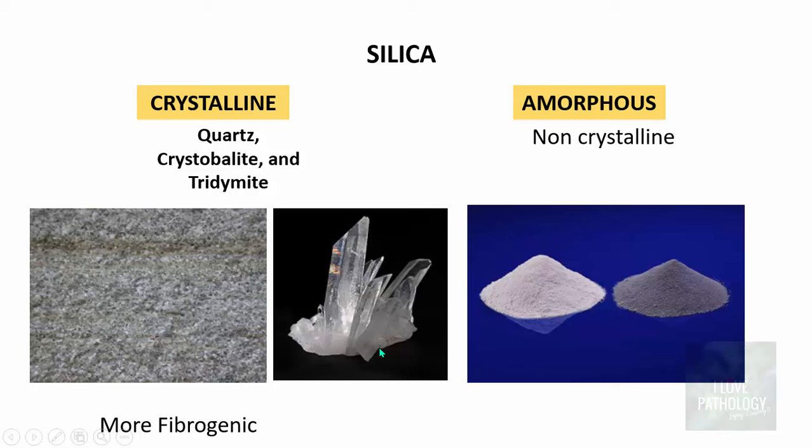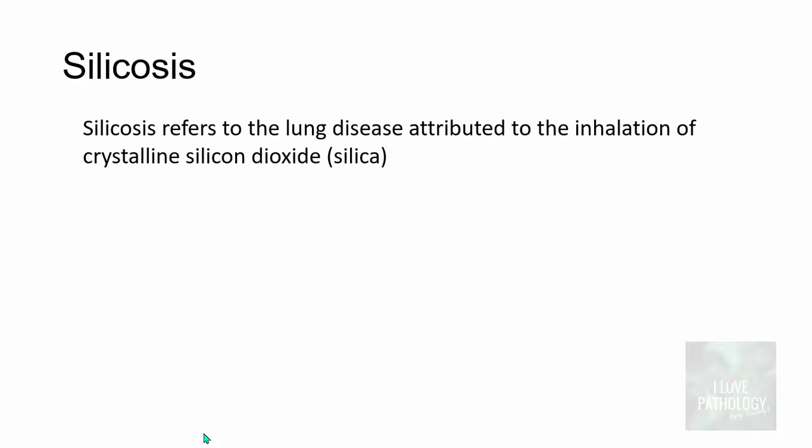So why should we know whether the silica is crystalline or amorphous? Because pathogenetically it is important: crystalline forms are more fibrogenic, whereas non-crystalline forms are less toxic and less fibrogenic. Now we shall see what silicosis is. Silicosis is a lung disease attributed to inhalation of crystalline silicon dioxide, that is silica. Remember, there are two forms, crystalline and amorphous, and inhalation of crystalline silicon dioxide causes silicosis.